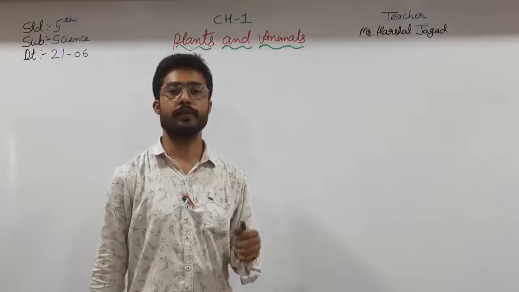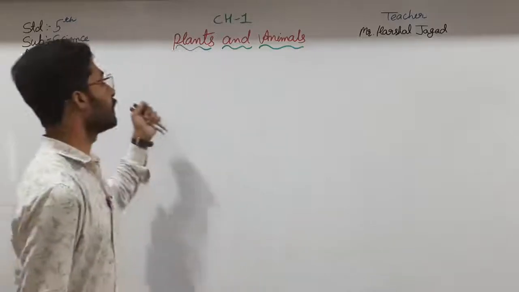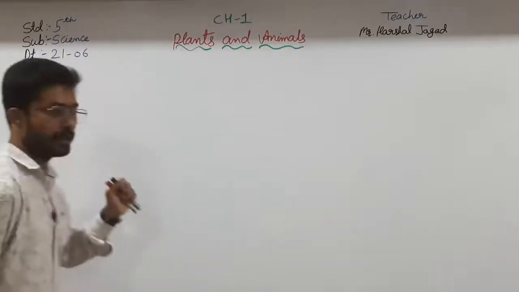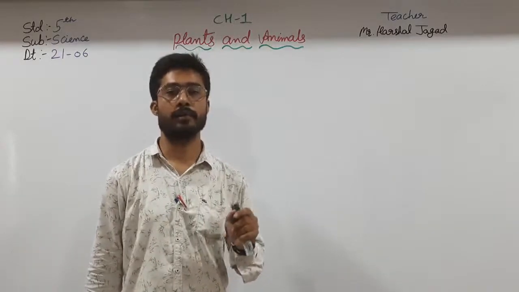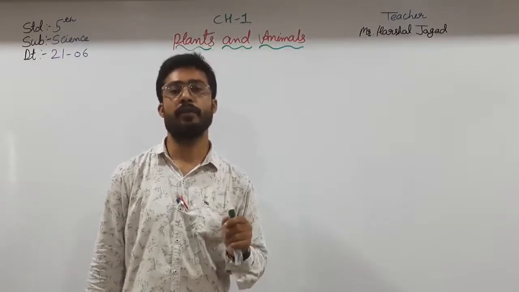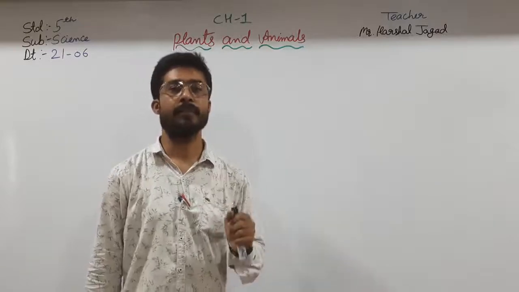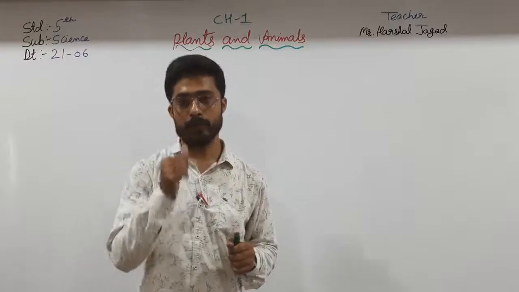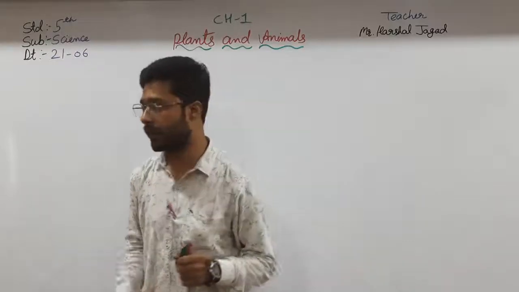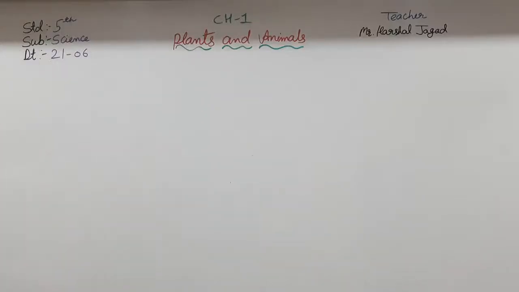So in the previous videos we are going through chapter number 1, that is plants and animals. In that we have seen two topics: some of the features of plants and animals, and the difference between plants and animals. I am just revising the previous videos.